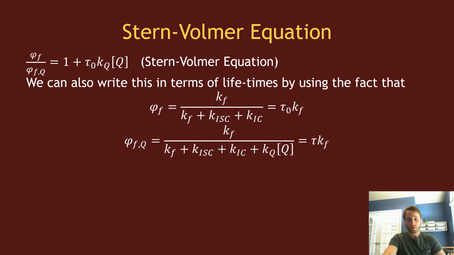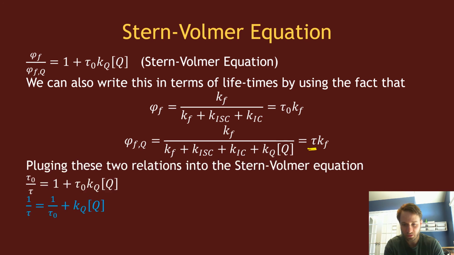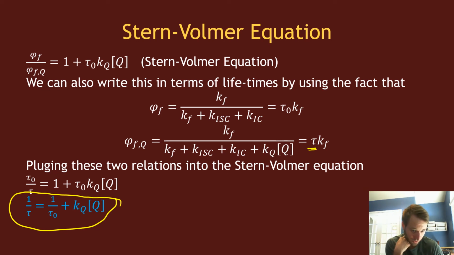Now there's another form of this Stern-Volmer plot that you can use in terms of lifetimes. Again, tau naught is without the quencher, tau is with the quencher. When you do that, you can rewrite this Stern-Volmer equation as 1 over the lifetime equals 1 over the lifetime without the quencher plus kq[Q]. So in this form, you're just measuring the lifetime of your system and not necessarily the fluorescence yield, so it's a little bit fewer experiments you have to do.